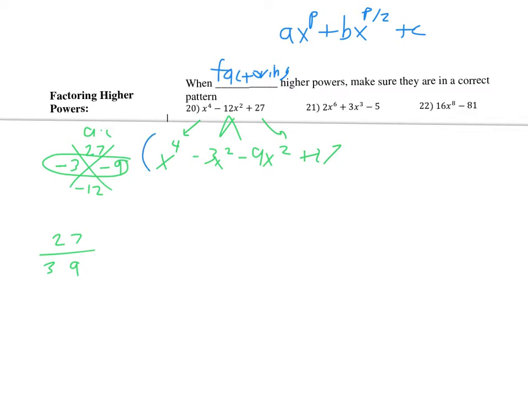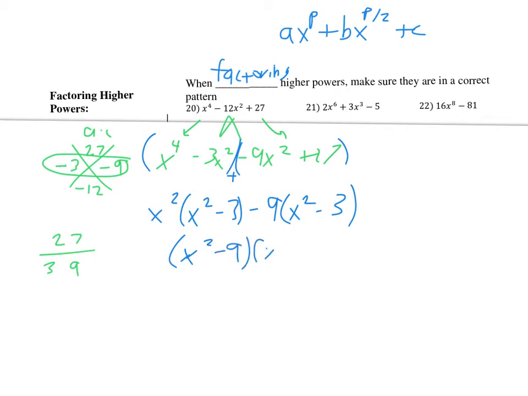Now I'm going to group these up. In the first group, I can take out x squared, which leaves me with x squared minus 3. In the second group, I want to take out a negative 9 since the first term is negative, so that gives me x squared minus 3 as well. Good news that I get the same thing in both parentheses, because that means this technique has worked. So I can make one parentheses for the stuff outside, x squared minus 9, and one for the stuff inside, x squared minus 3.